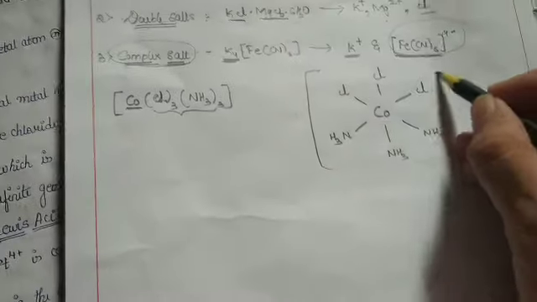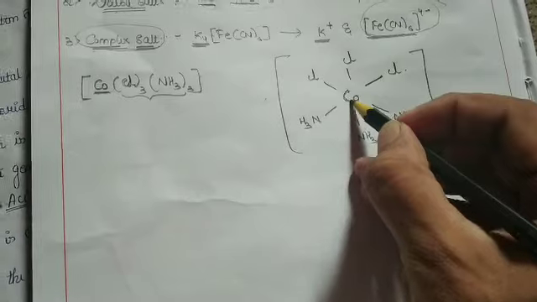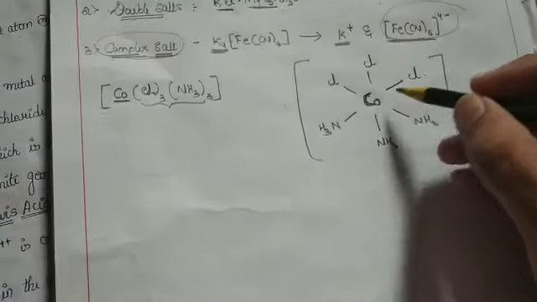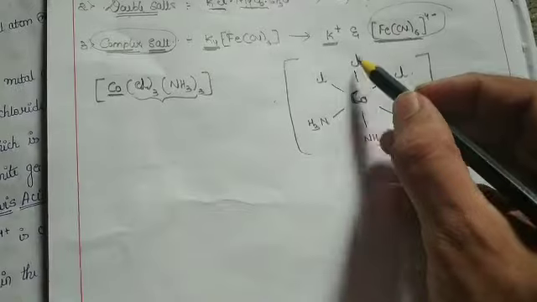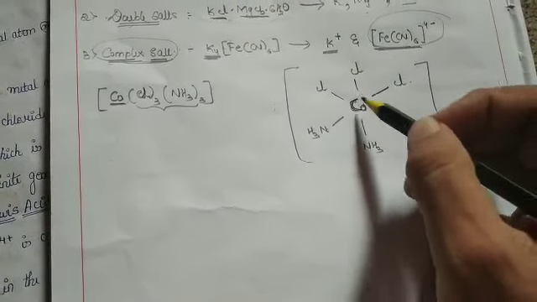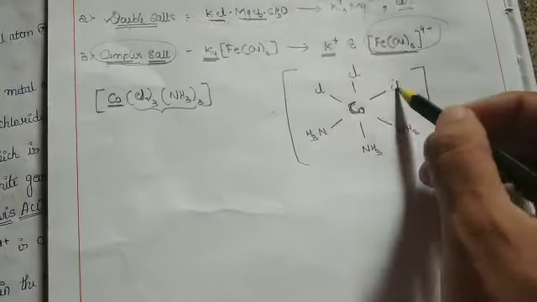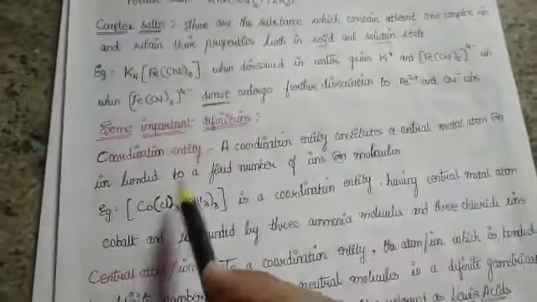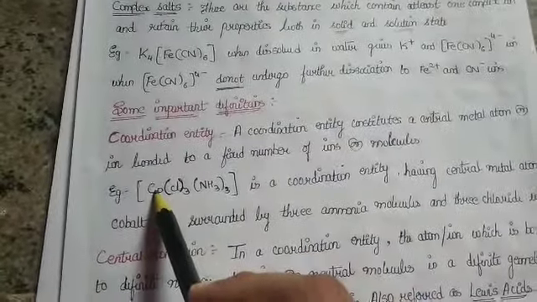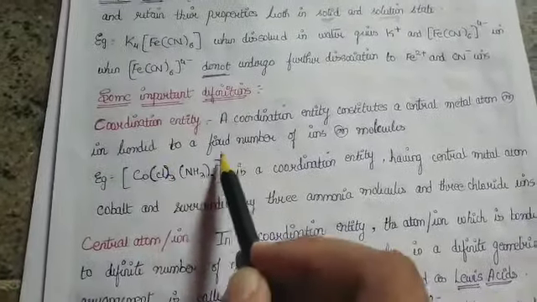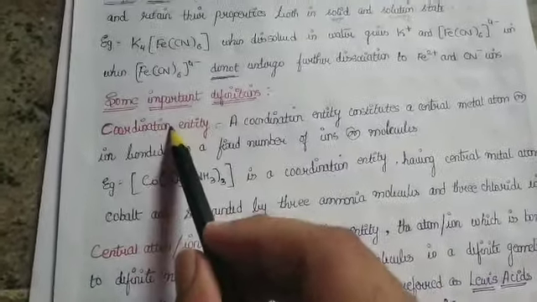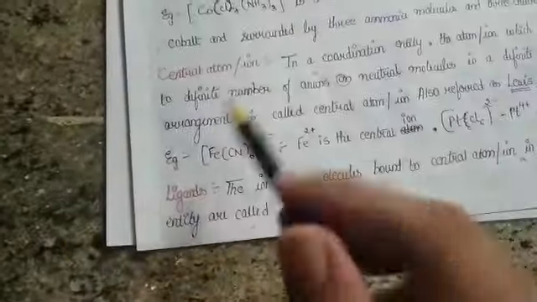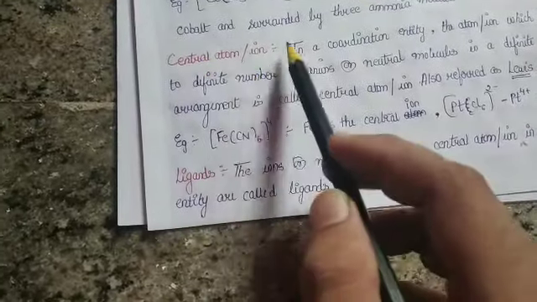This is written in square brackets. Here the metal is called the central metal atom, and this metal has been bonded to a specific number of other atoms. These are called ligands. So a coordination entity constitutes both the central metal atom as well as the ligands. Overall, this part is called the coordination entity.